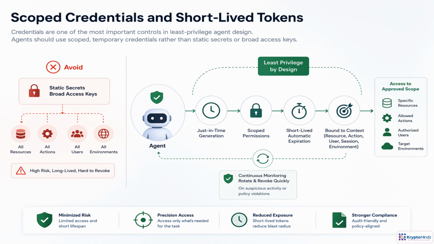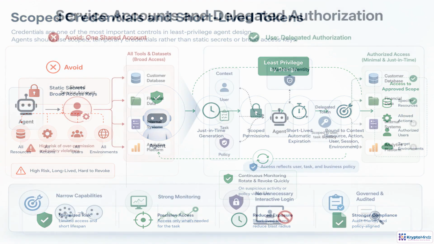Credentials should work like disposable task permits, not permanent keys. When an agent requests an action, the system first authorizes the exact scope: which resource, which operation, which user session, and which environment. Only then is a token generated just in time, with a short time to live, such as 5 minutes. The agent calls the tool using that token, for example, CRM read, customer_123. After use, the token expires automatically, or can be revoked immediately if behavior looks suspicious. Every use is logged, making access limited, traceable, and easier to audit.